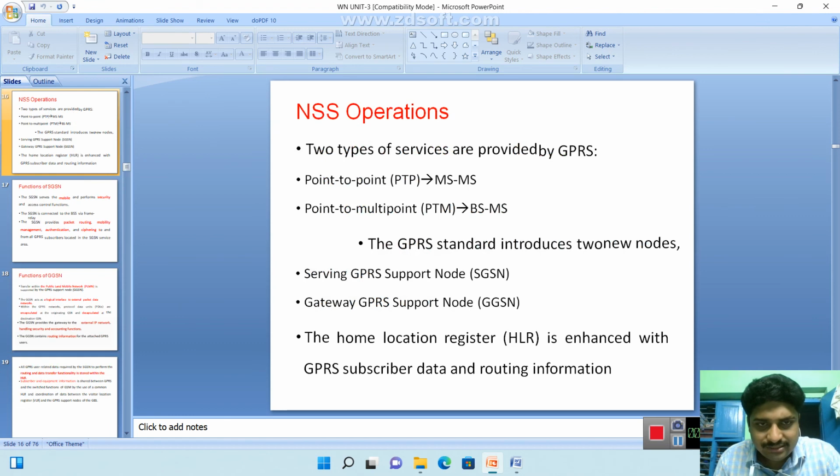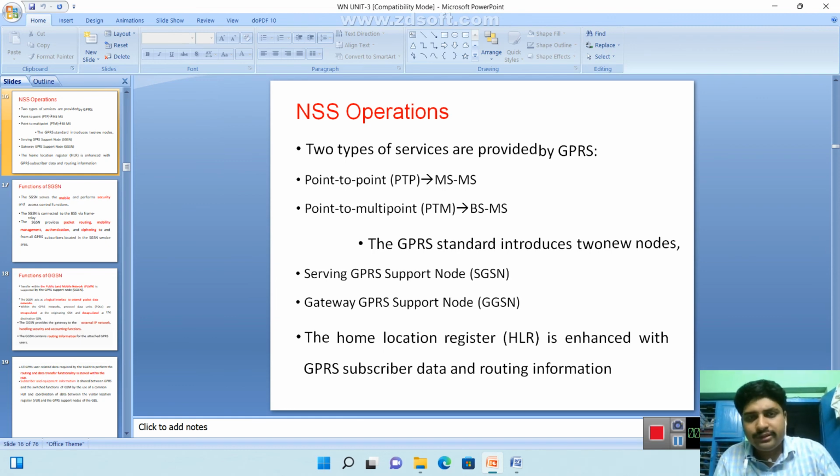Okay, let us discuss the NSS operation. What are the two types of operation provided by GPRS? First one is point-to-point operation. Next one is point-to-multipoint operation. What is point-to-point? That is one-to-one communication, where your mobile station data is transferred to another mobile station. So it is one-to-one. Point-to-multipoint means the mobile station sends data to a base station. So it is multipoint. Many devices are able to transfer the data.